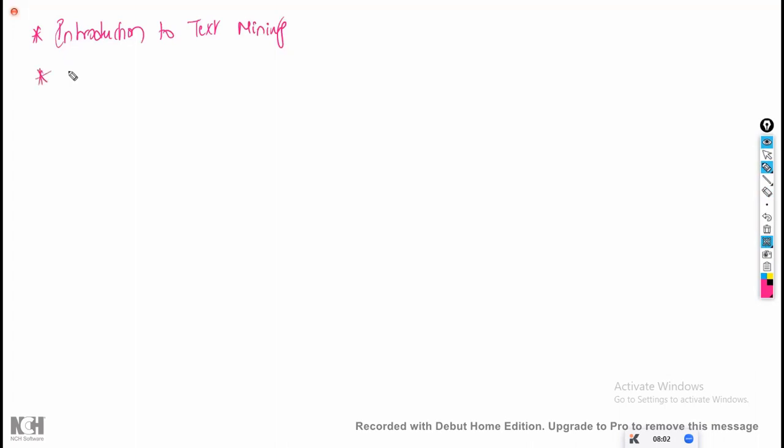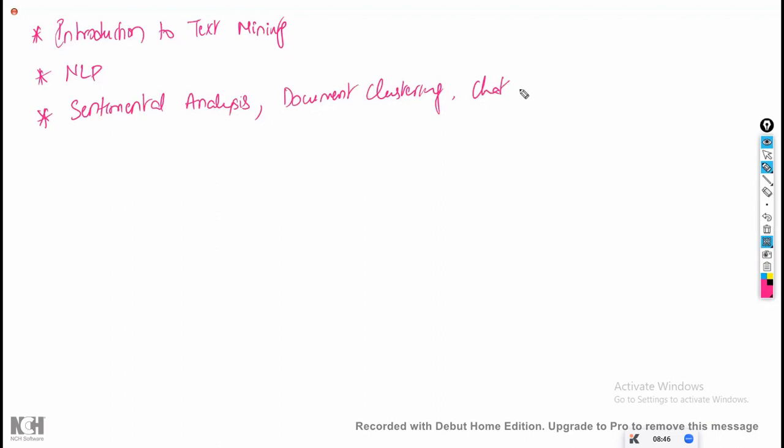Next, we saw what is meant by NLP. NLP means natural language processing, where it is able to process natural language, whatever we speak, irrespective of grammatical mistakes, it is still able to process the data. Then we saw the different types of work within natural language processing, one of them being the sentiment analysis project, and other applications like document clustering and chatbot. There are many applications.